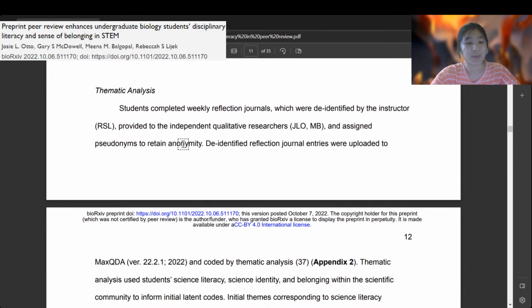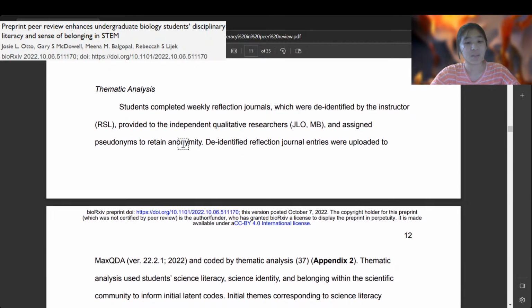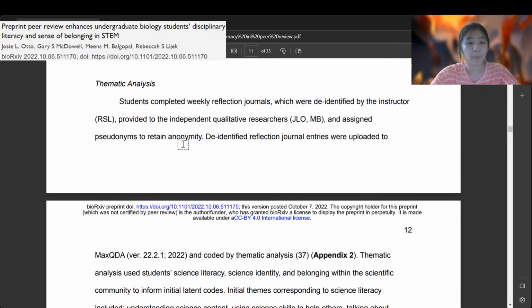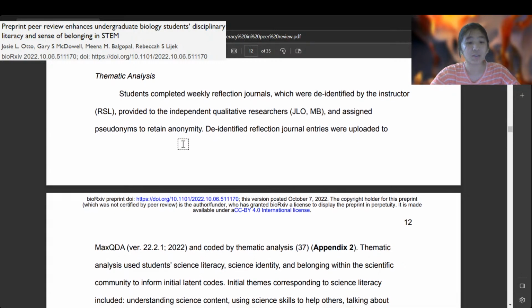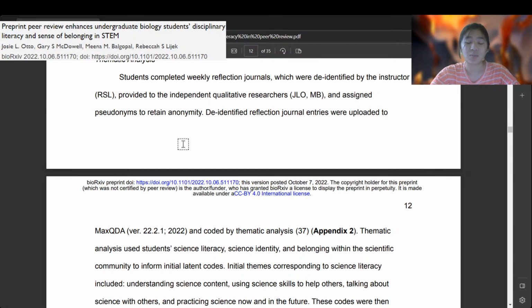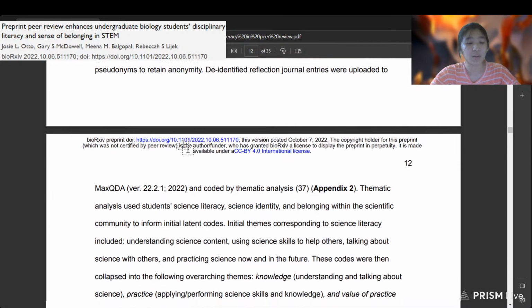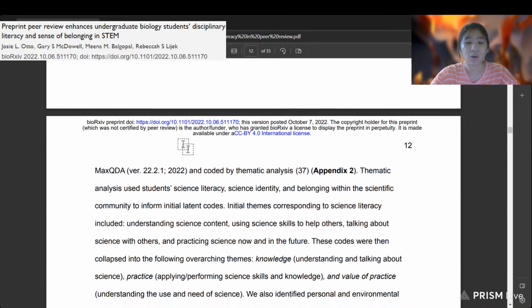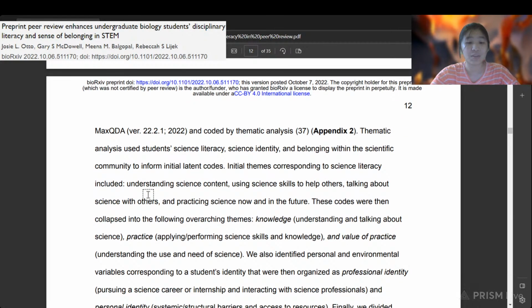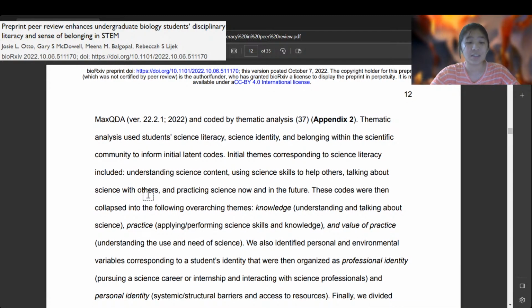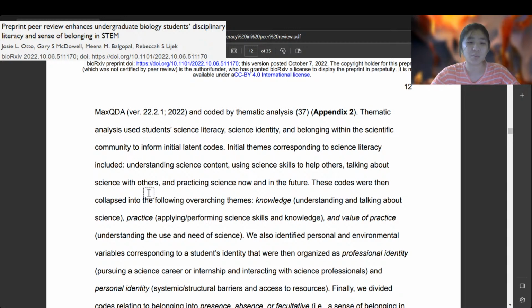So, thematic analysis. Students completed weekly reflection journals, which were de-identified by the instructor, provided to the independent qualitative researchers, and assigned pseudonyms to retain anonymity. De-identified reflection journal entries were uploaded to MAXQDA and coded by thematic analysis. Thematic analysis used students' science literacy, science identity, and belonging within the scientific community to inform initial latent codes.